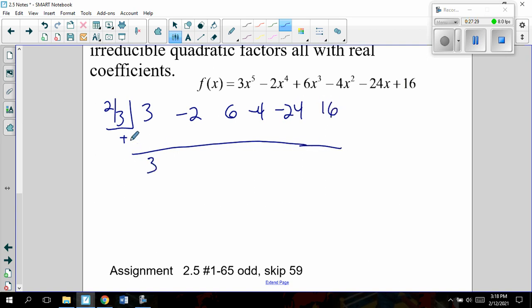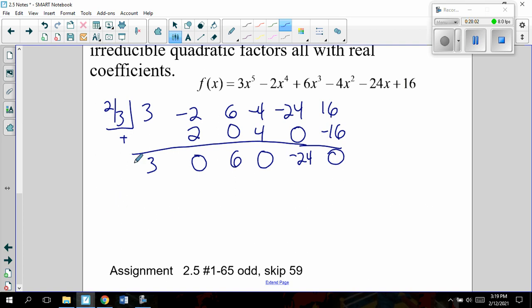when I drop my 3, luckily, 2/3 times 3 is 2. Okay, those add to 0. Well, that's nice. 2/3 times 0 is 0. So this is 6. 6 times 2/3, well, I would do 2 times 6, which is 12. 12 divided by 3 is 4. So I get another 0, which is nice. Add to -24, excuse me. And then 2/3 of -24 is -16. And then there is my 0 at the end.